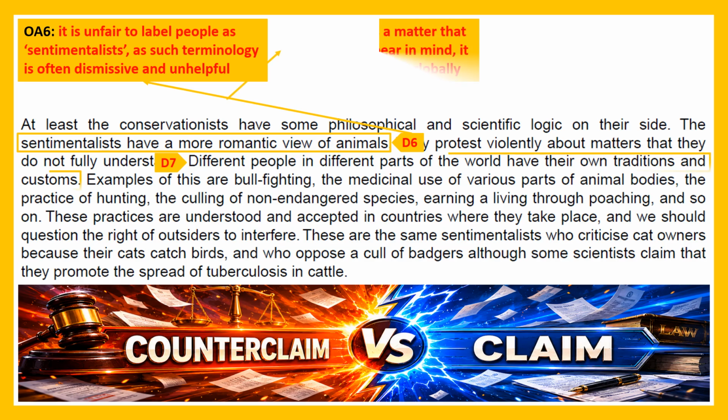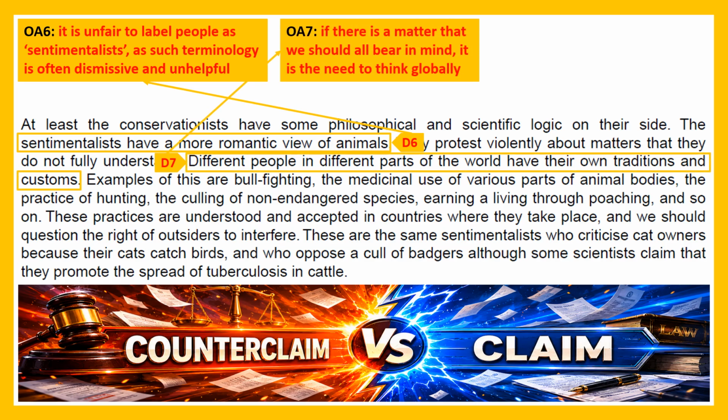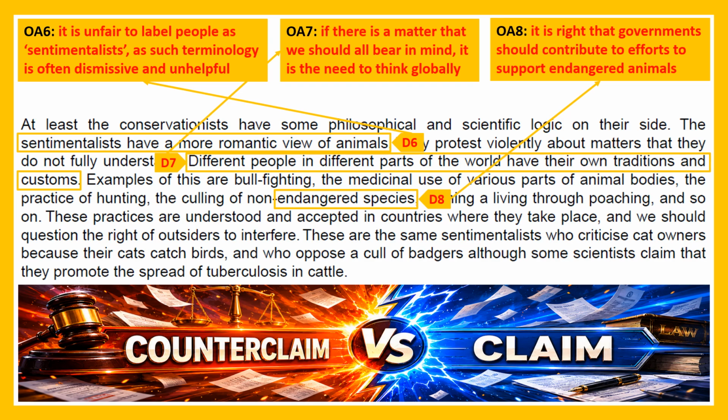Detail 7 can be developed into the seventh opposing argument supporting the counterclaim. Analyze how the detail may reveal a limitation, weakness, or oversight in the broadcaster's argument. Detail 8 can be developed into the eighth opposing argument supporting the counterclaim. Think carefully about why the writer included this information and what message it conveys.